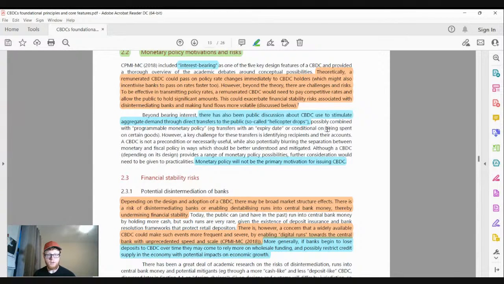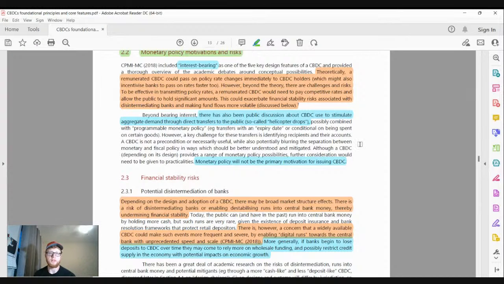Okay. So beyond just interest, there's also been public discussion that a CBDC could be used to stimulate aggregate demand through direct transfers to the public. They call it so-called helicopter drops, which I thought was funny, kind of alluding to helicopter Ben, for Ben Bernanke, with everything in 2008 and so on. But anyways, essentially government transfer payments, right?